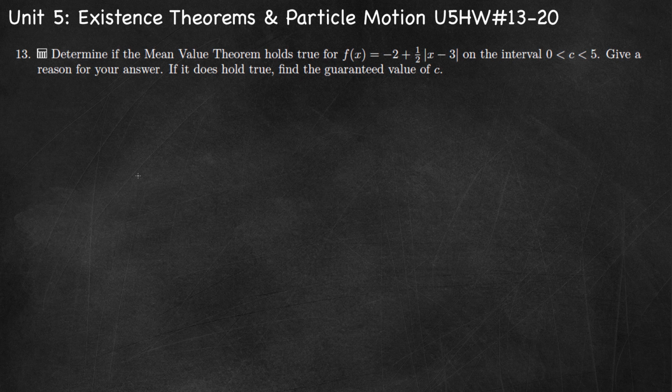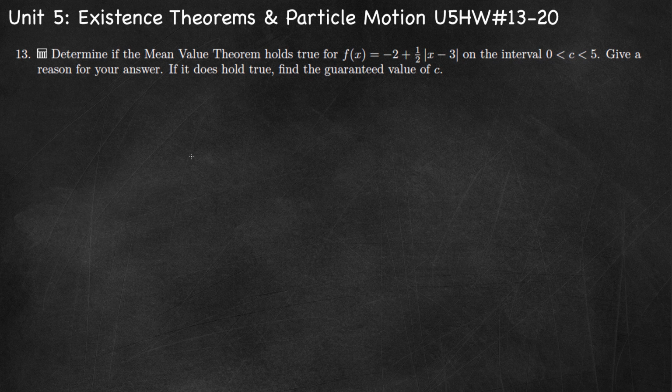For the mean value theorem, there are two conditions that we need to check. We need to make sure that our function is continuous on the closed interval from 0 to 5 and differentiable on the open interval from 0 to 5. Since this is not a polynomial function, we want to think about what the graph of this function looks like. That's the easiest way to figure out if it's continuous and differentiable on our interval.